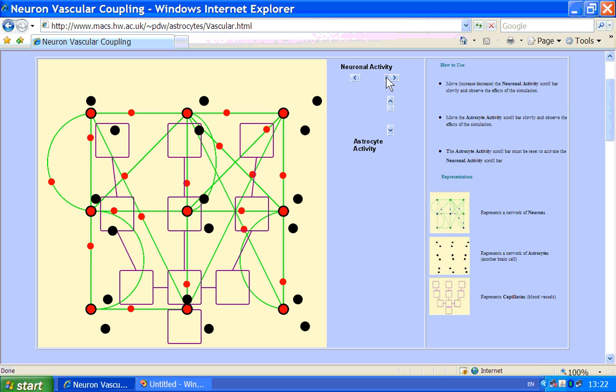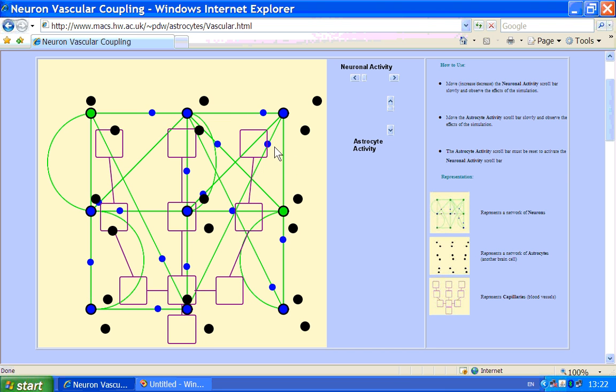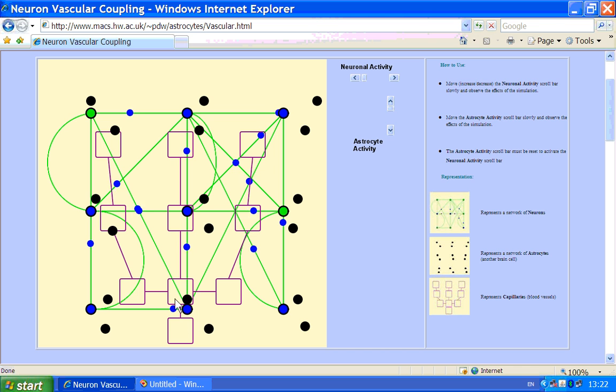The blood vessels can't dilate forever. This is an area of your brain which is active. That happens when you're thinking, when there is lots of activity in your brain. I'll turn the neuron activity down. After a while, the blood vessels contract. If your neurons are not active, they don't need so much blood.